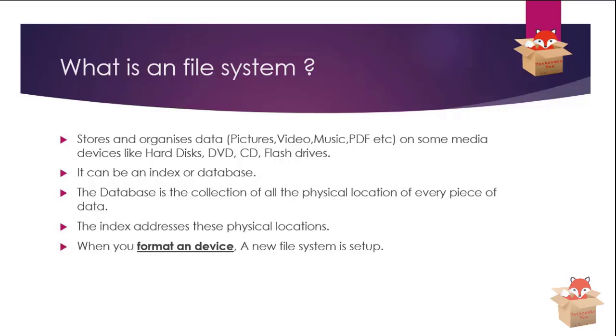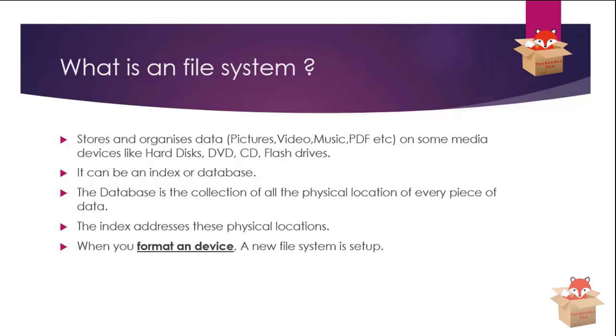A file system can be an index or a database. When the file system acts as a database, it is a collection of all physical locations of every piece of data. Whereas if the file system is an index, it addresses these physical locations. So what's the difference? The cupboard or the bookshelf is the complete database where it can hold different pieces of books. Each book is different and each book represents each piece of information.